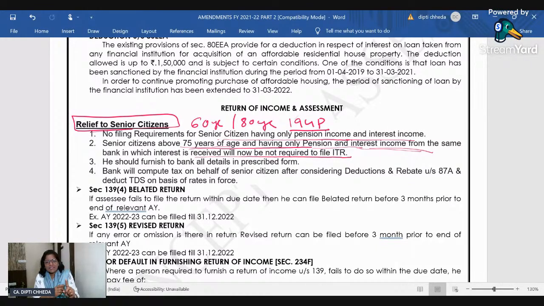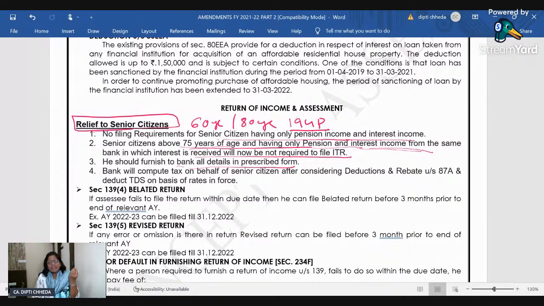So if you are a senior citizen above the age of 75 years, you are receiving only pension income and interest on the same bank account in which pension is received, then you are not required to file your ITR. But this burden is put on the bank. He should furnish all bank details in the prescribed form. Bank will consider all 80C to 80U deductions if he has paid Mediclaim and PPF and all.